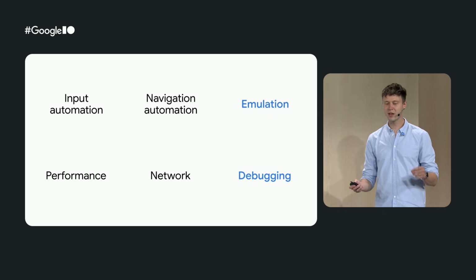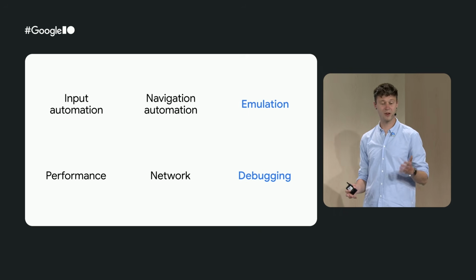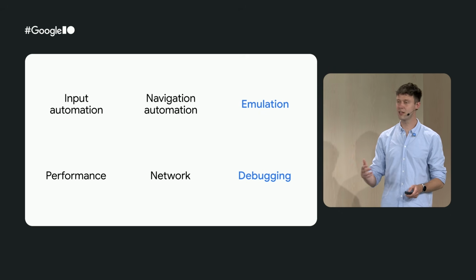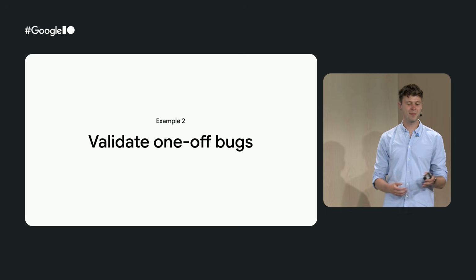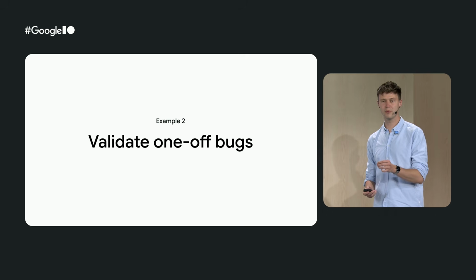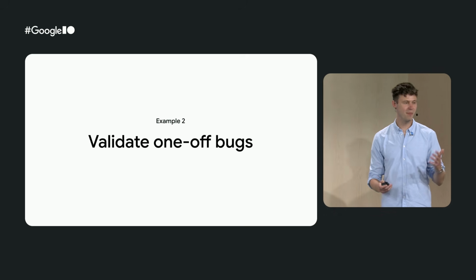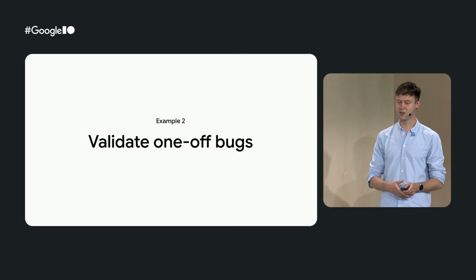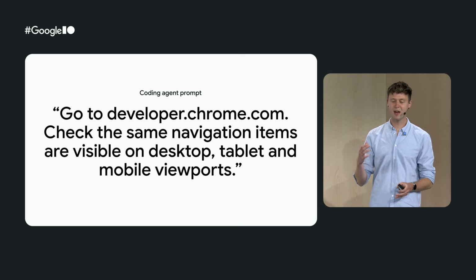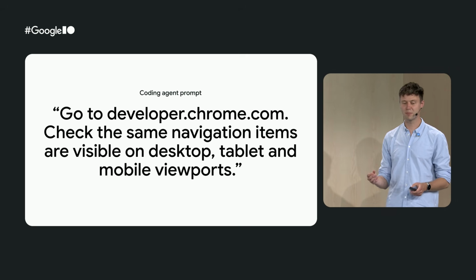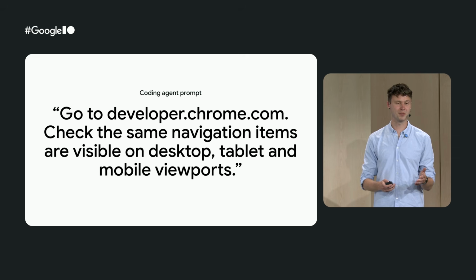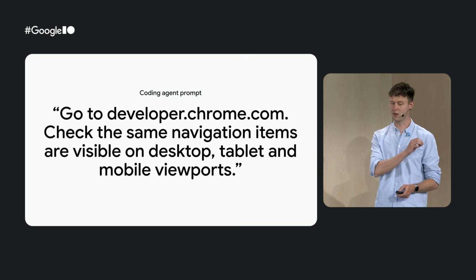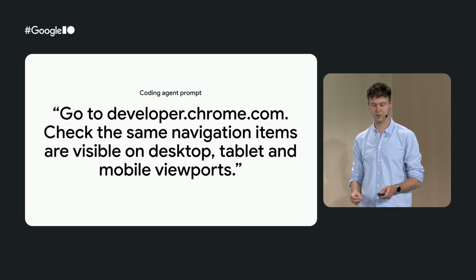For the next example, we are going to combine emulation tools, which allow DevTools for agents to change the viewport size, for example, and debugging tools like taking a screenshot. Combining them enables your coding agent to do one-off bug validation. So before you manually go through a bug's verification process, let your agent work for you first. For example, if you have a report about not all navigation items being visible on all devices, you can prompt: Go to developer.chrome.com, check the same navigation items are visible on desktop, tablet, and mobile viewports.